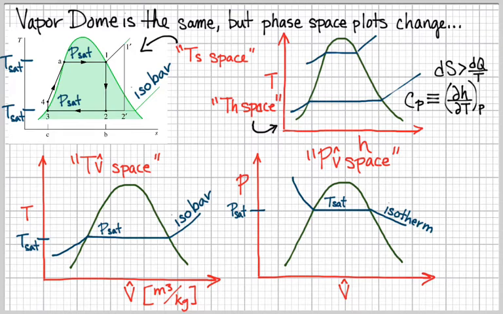The entropy change, just as a reminder, is based on whether we have an ideal process, which would be isentropic, where dS would be equal to dQ over T, or we have an irreversible process where dS is greater than dQ over T. Reminder that we define the constant pressure heat capacity as the partial change in enthalpy with respect to the partial change in temperature at constant pressure.